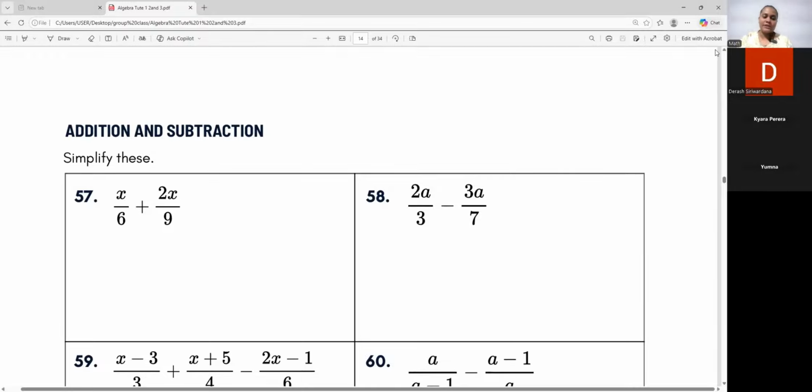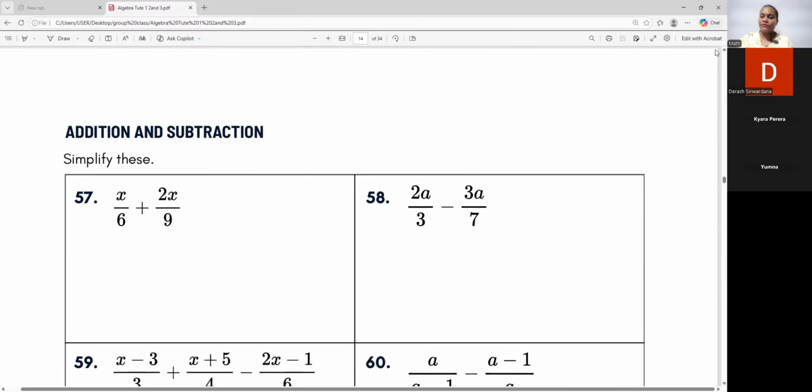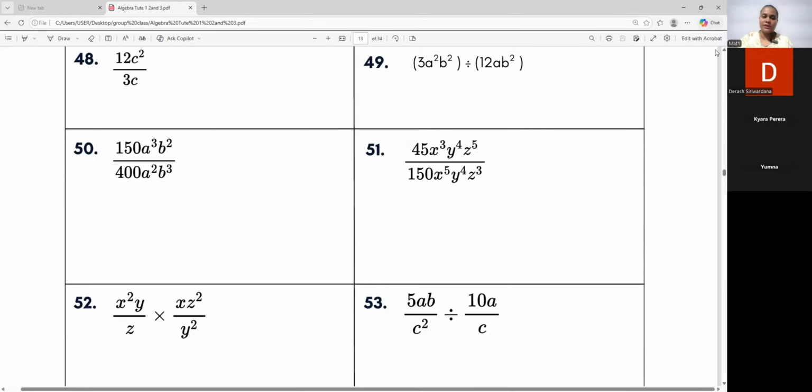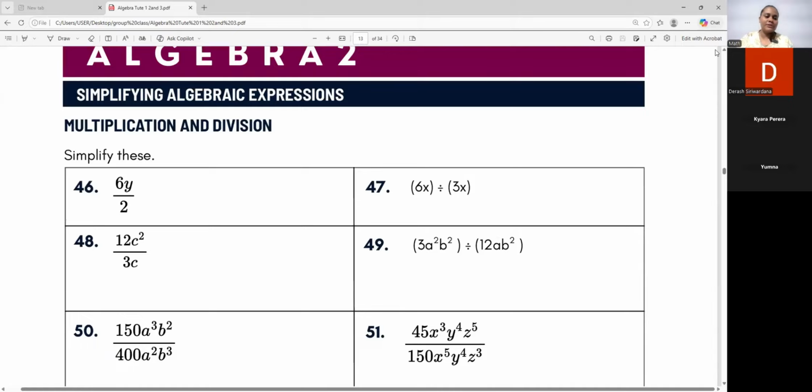Now, these are algebraic fractions. We can't find the answer for x. These are not equations. Equations we can solve and find. Now, these are expressions. Only we can simplify. Now, check this one, 6y over 2. It's like a division.